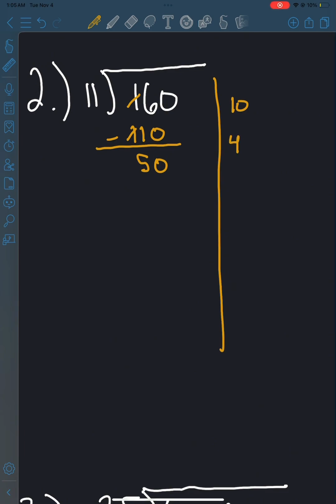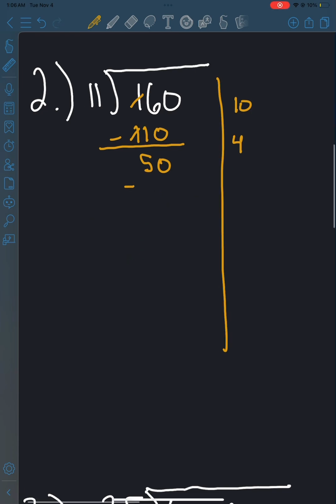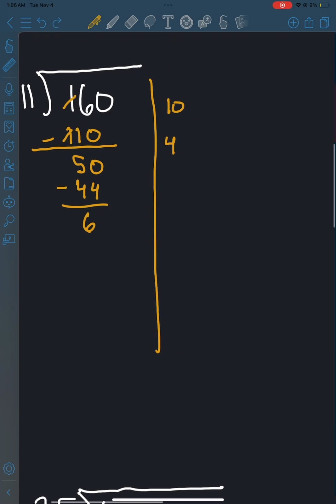So we're going to put another 4 here, right? Because we're putting 11 into 50 4 times. So we're going to subtract 44. That leaves us a 6. Now, can we go further? Well, how to check that is we look at this number. Is this bigger than 11? No, it's smaller. So that means we can't go any further. So that'd be our remainder.